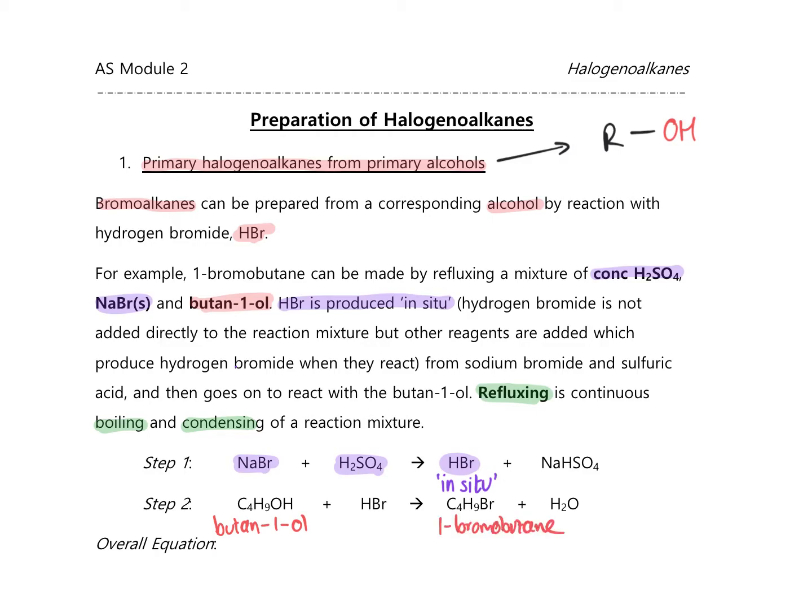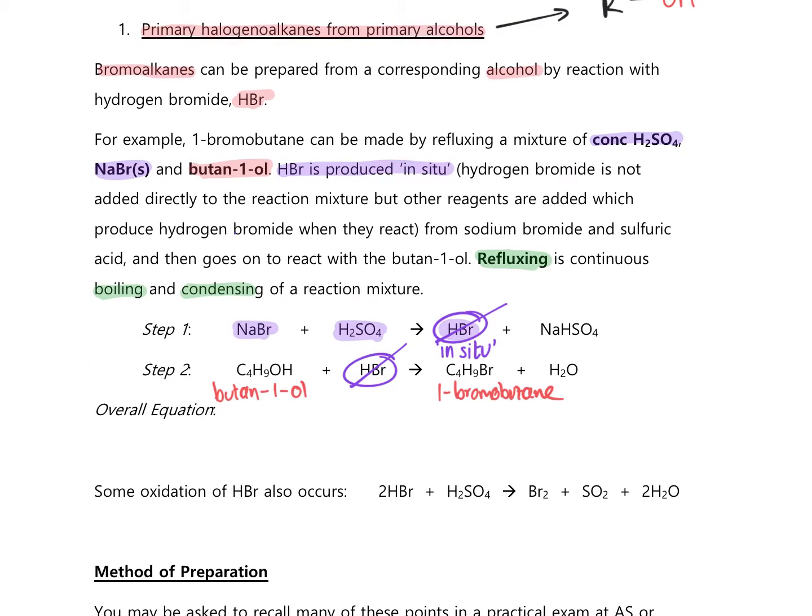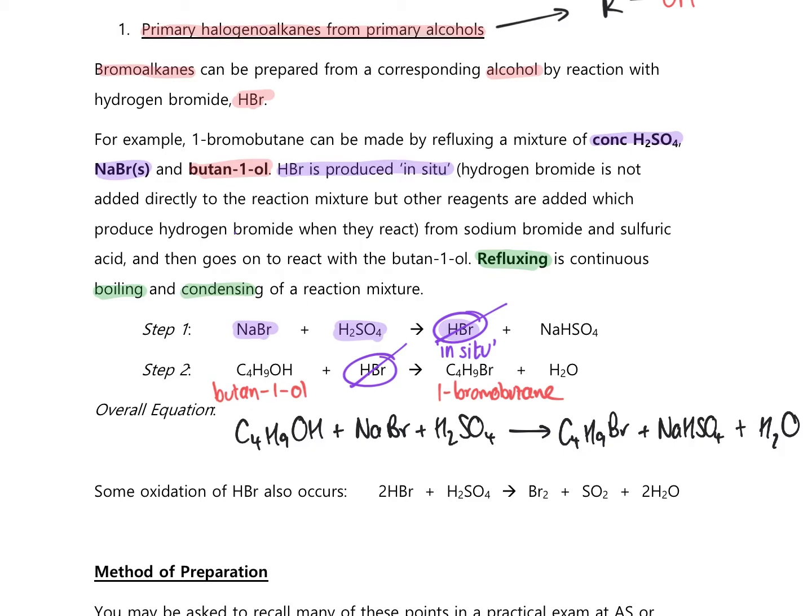So you'll see how if we were to combine these 2 equations to give us an overall equation, if we were to add the left-hand sides and the right-hand sides, essentially our hydrogen bromides cancel. So now if we add the left-hand side and the right-hand sides of the equations, the left-hand side would read C4H9OH plus NaBr plus H2SO4. And that reacts together to give 1-bromobutane, or C4H9Br, plus sodium hydrogen sulfate, NaHSO4, plus water, H2O.